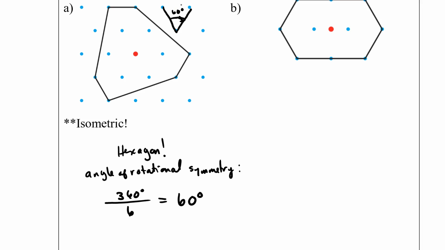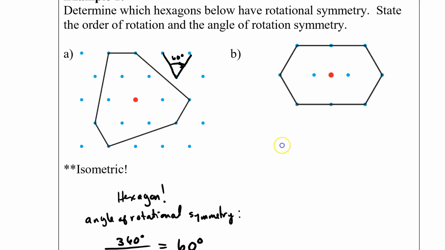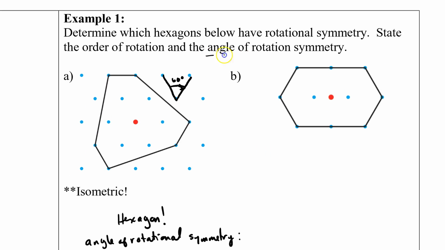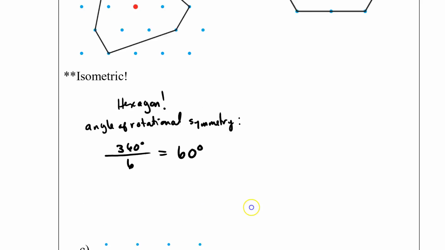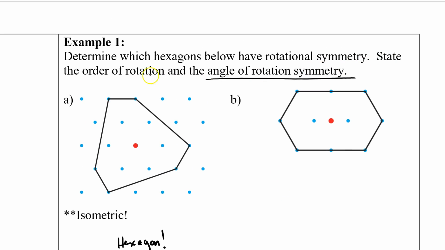We're going to be able to use this to our advantage because we're going to be determining what the angle of rotational symmetry is. So let's read that question. Determine which of the hexagons below have rotational symmetry. Now remember, a hexagon has 6 sides: 1, 2, 3, 4, 5, 6. The hexagon that we made was a regular hexagon because all the sides were the exact same in length. But these are hexagons nonetheless because they will all have 6 sides. State the order of rotation and the angle of rotational symmetry.